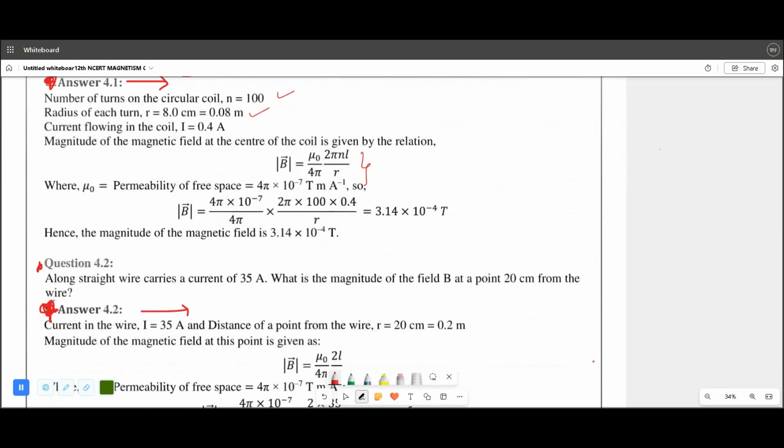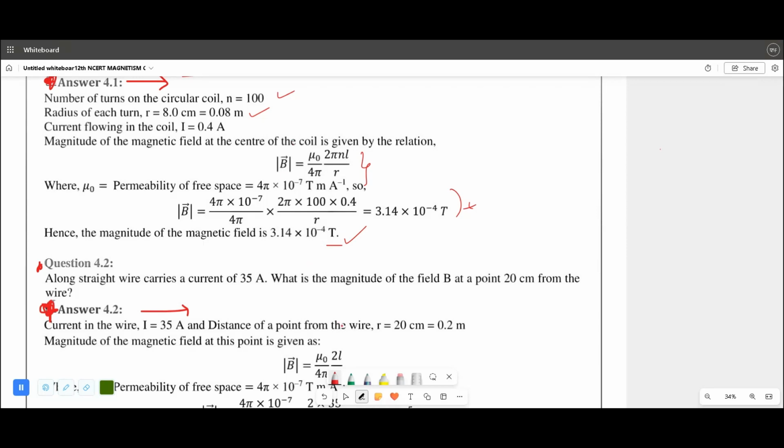So we have mu 0 value 4 pi into 10 to the minus 7. We'll put all these values and we arrive at this. A very plain, simple one, I will put it as a one mark question only. So 3.14 into 10 to the minus 4 Tesla.